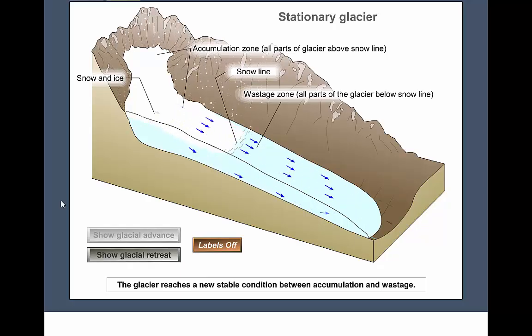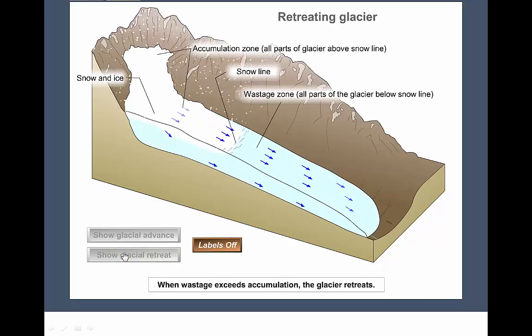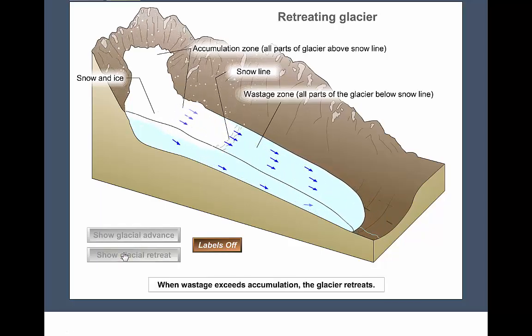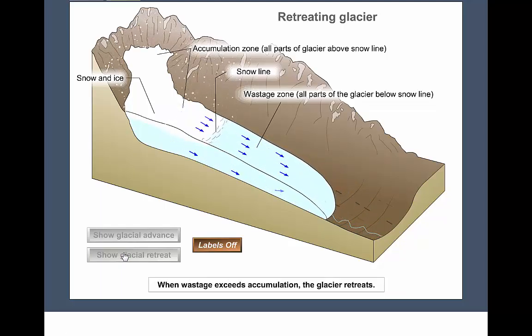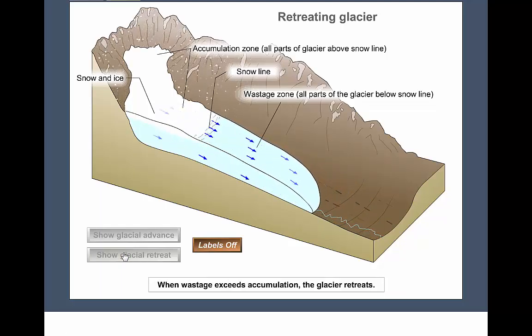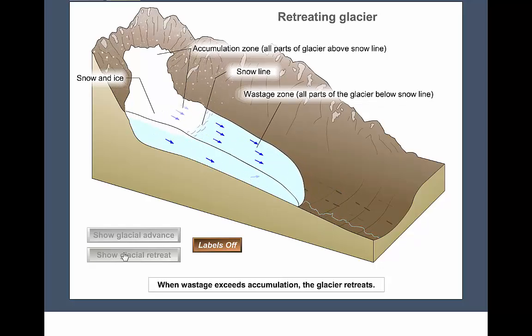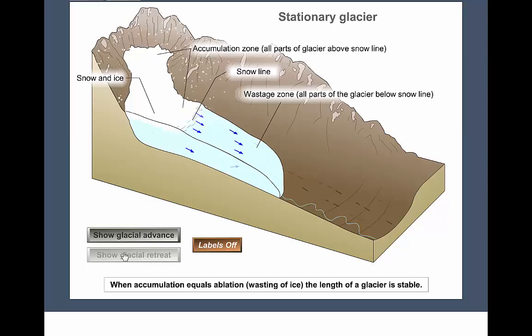The snow line separates the accumulation zone from the wastage zone. The wastage zone refers to the area where there is melting and where there is sublimation, where ice is transforming directly into a water vapor. Now, if you look at a glacial retreat, we can see the front edge of that glacier is slowly moving uphill, but the ice is still moving downhill. So in this situation, the amount of wastage exceeds the amount of accumulation. So this is known as the glacial budget.